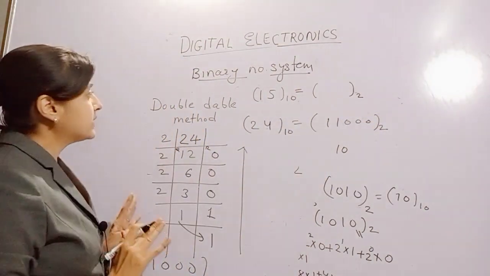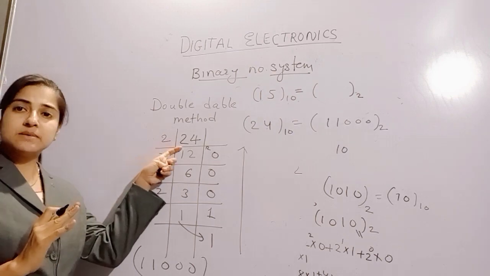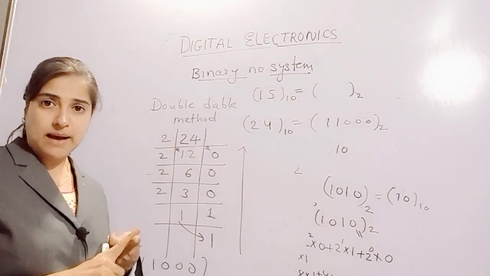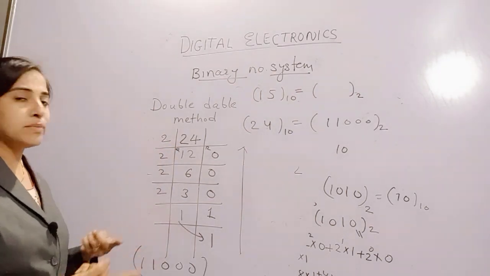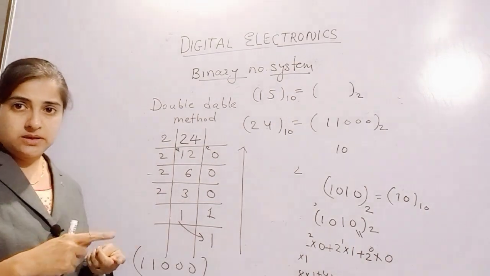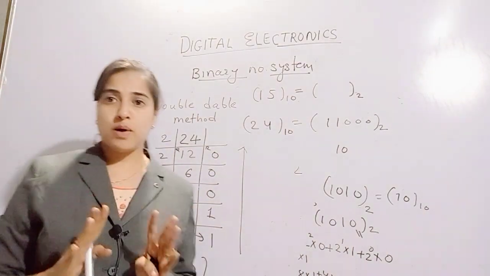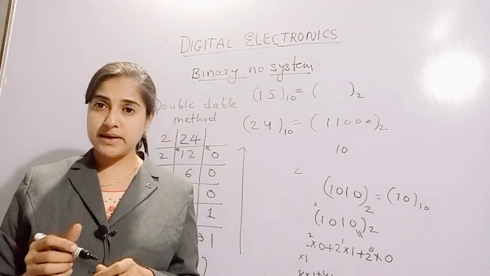So this way we can convert any decimal number into binary using the double-double method, and any binary number into decimal. Okay, so this is all about the interconversion of number systems, decimal and binary.